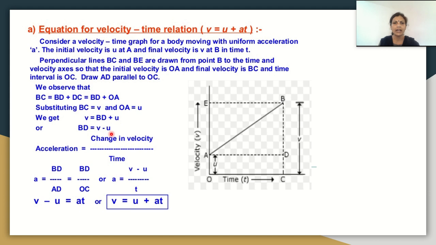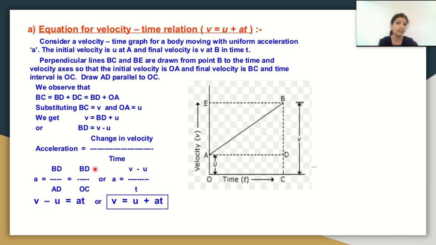Now you know the formula for acceleration. What is acceleration? Acceleration is change in velocity upon time, right? Change in velocity from the graph is what? BC is final velocity, DC is initial velocity, so the change in velocity is BD. So your formula will be small a, acceleration, is equal to BD upon time. And what is our time? Time is OC. So BD upon OC.